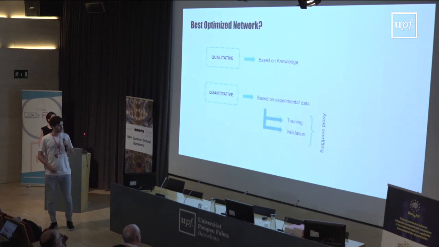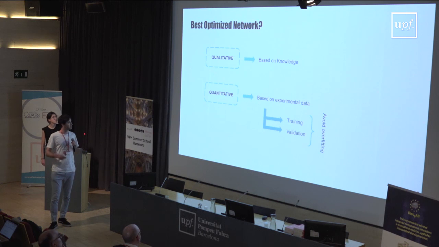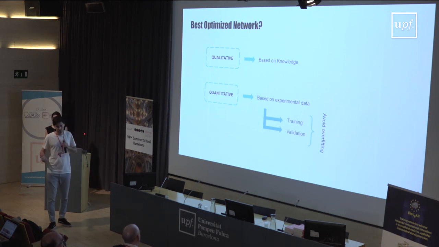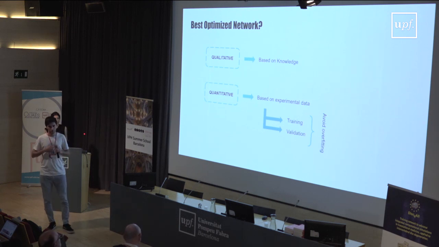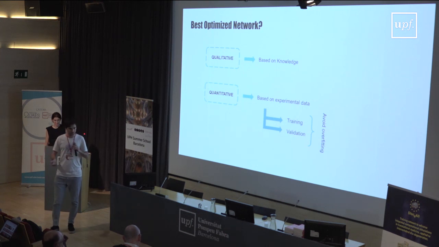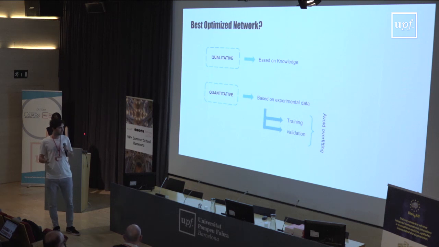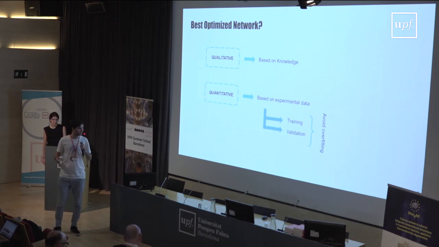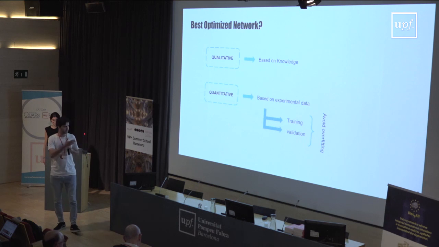And from all these networks, we had to choose the optimal one. For that, we performed 2 tests. A qualitative test, which means comparing our network with the literature, and a second test, the quantitative one, which means comparing our network with experimental results. For that, we used 2 different datasets of experimental results, one for training and one for validation, and this is to avoid overfitting.